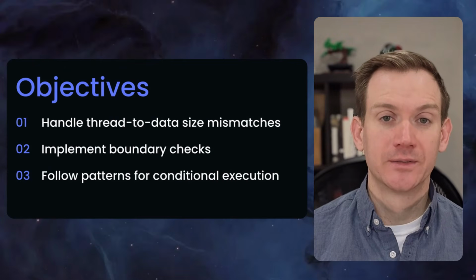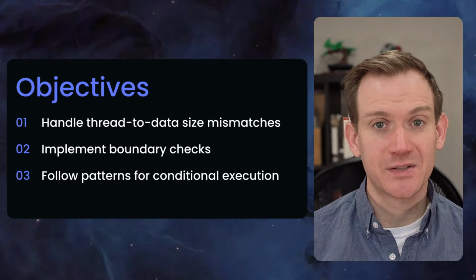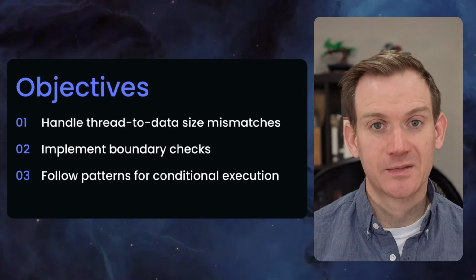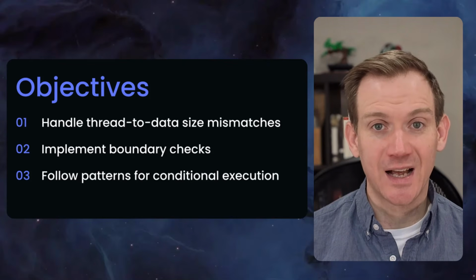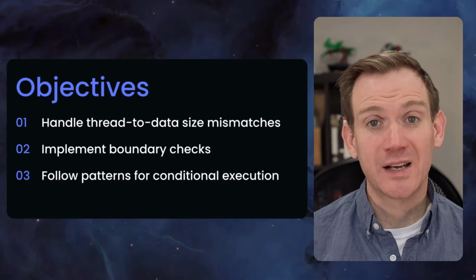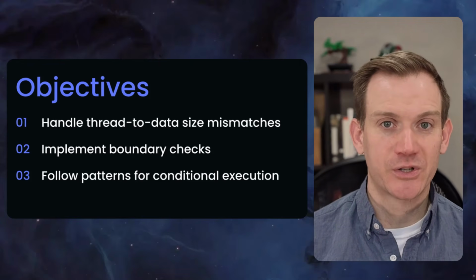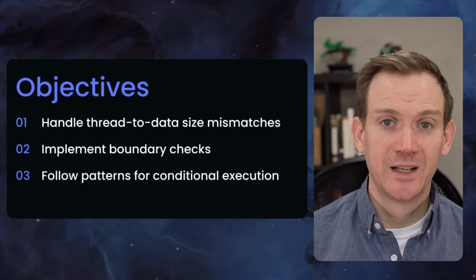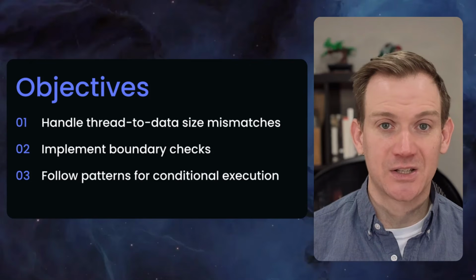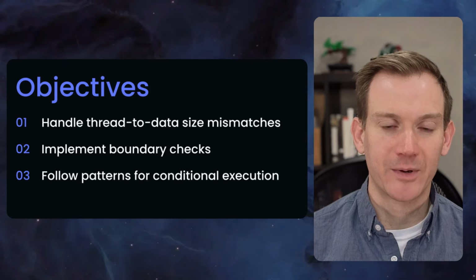Let's review what we learned. Thread data mismatches are normal. GPUs launch threads in fixed block sizes, so you'll often have more threads than data elements. Guards prevent undefined behavior. Always check if i is less than size before memory access when thread count exceeds data size. Conditional execution is efficient. Inactive threads simply don't execute their instructions. There's no performance penalty for skipping work. The pattern we learned today, get thread index, check bounds, then execute, is something you'll use constantly. It's muscle memory for GPU programmers.